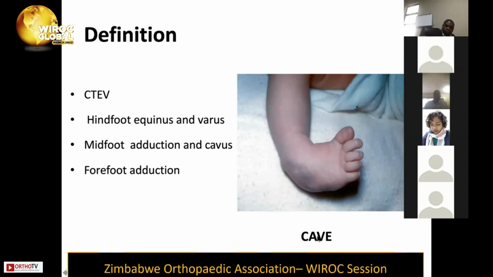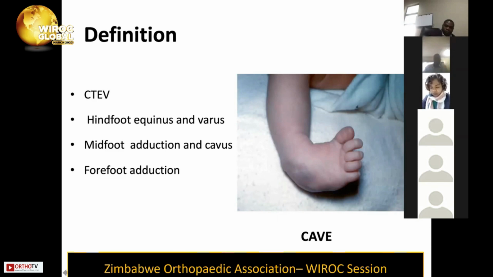So the acronym CAVE is used to describe the deformity, and it is also used in managing the deformity. So essentially, the hindfoot is in equinus, that is pointed downwards, and it is also in varus, and the midfoot is in cavus, as well as the forefoot that is adducted.